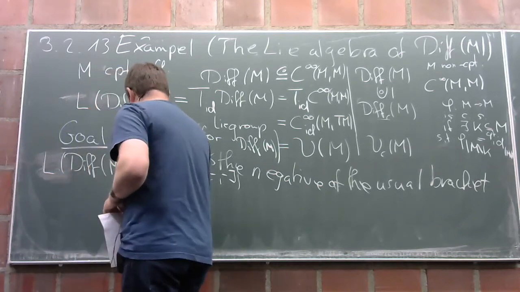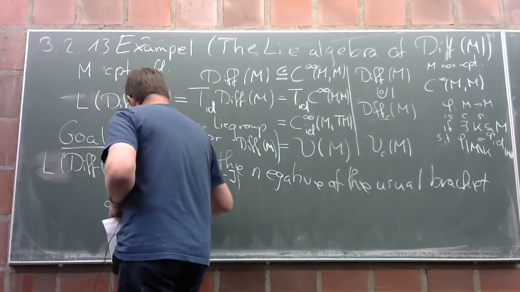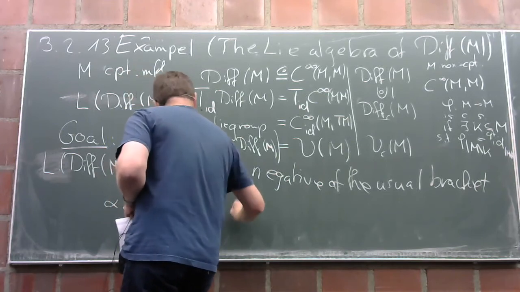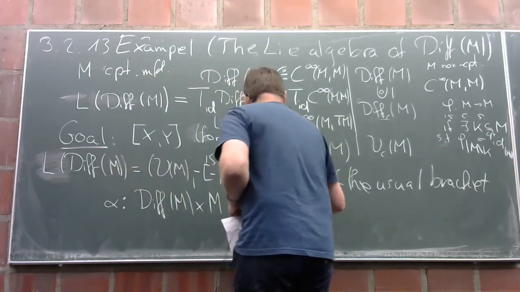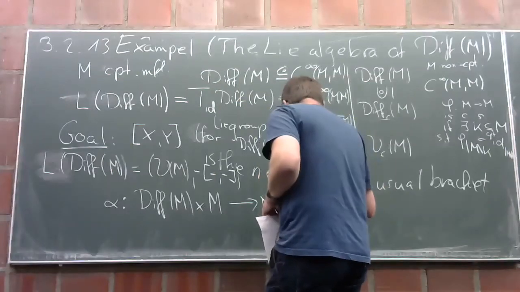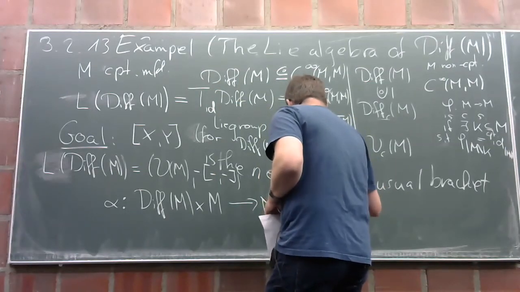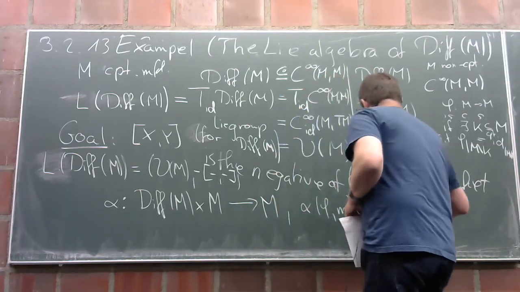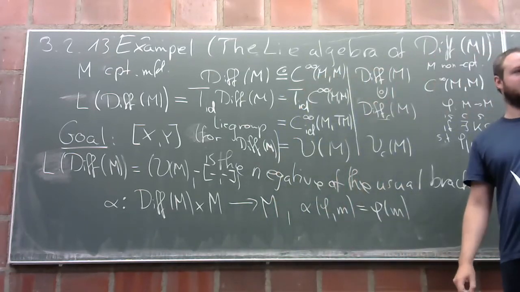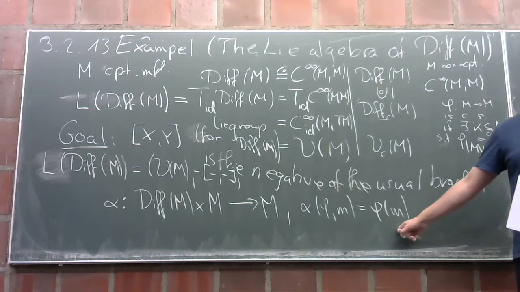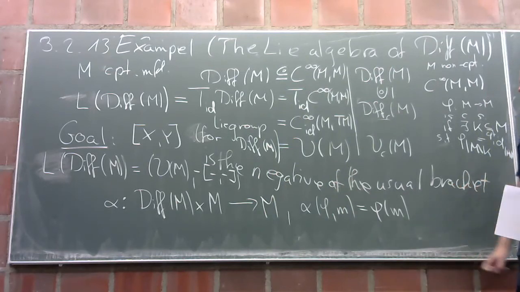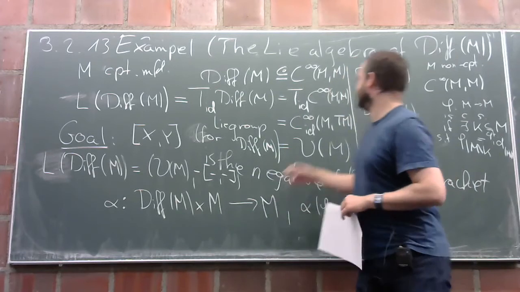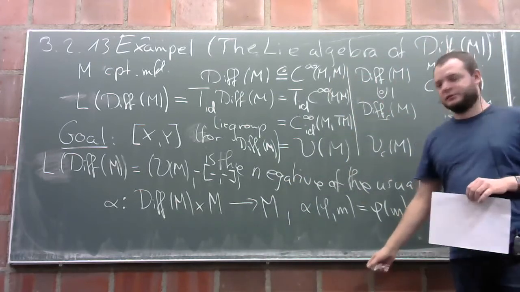Recall that we have this action alpha on M, given by alpha of a diffeomorphism and a point, the evaluation. This is a smooth action because we know that the evaluation in this situation is smooth, and we've just restricted it to an open subset of all the C infinity functions. So this is a smooth left action.